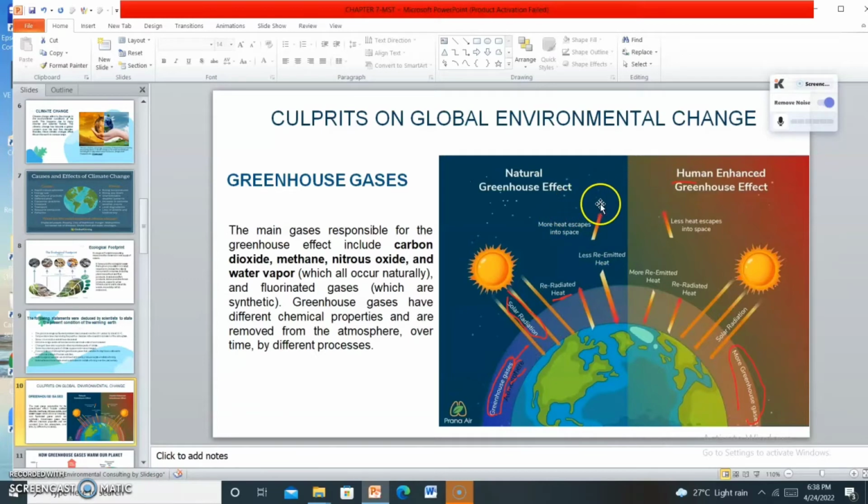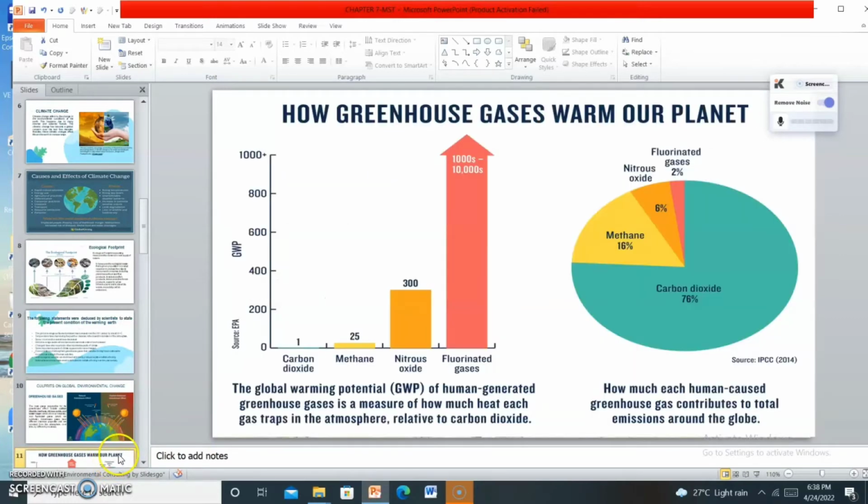Enhanced by the human activities. Next is the chart of how greenhouse gases form our planet.